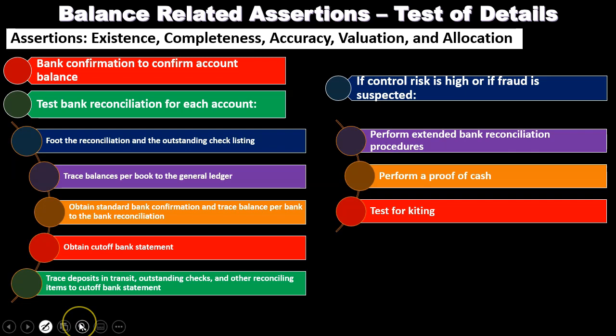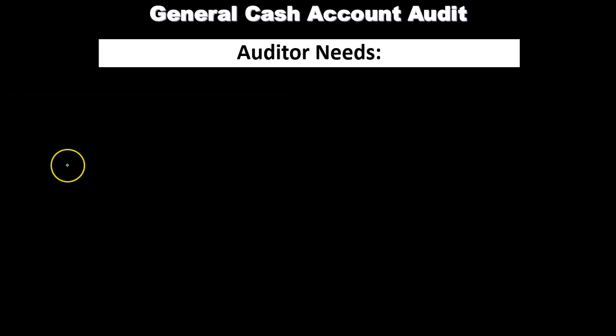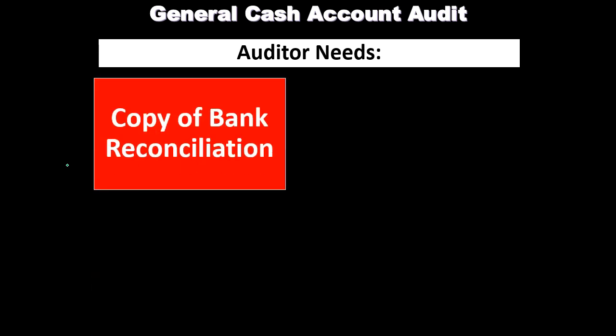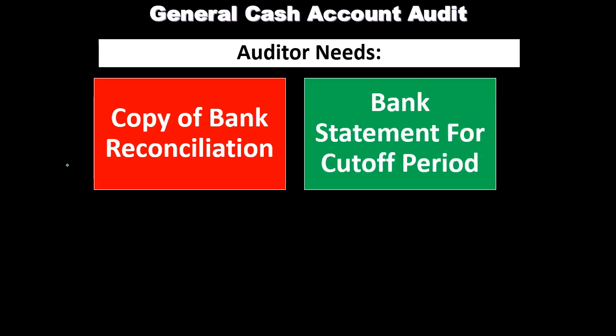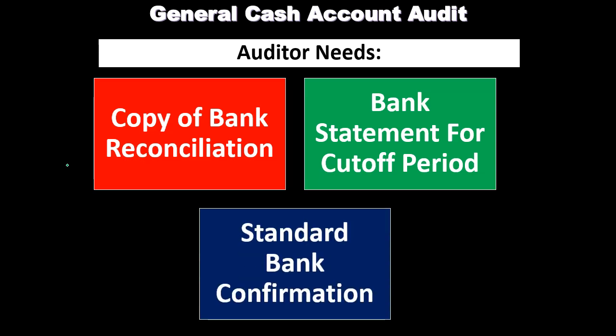So these are other kinds of controls that we could put in place if the risk is high or fraud is suspected. So what specifically do we need if we're going to be auditing, say, the general cash account? If we're going to go in and audit the general cash account, what we're going to need as the auditor is a copy of the bank reconciliation, a bank statement for the cutoff period, and then we're going to want the standard bank confirmation.